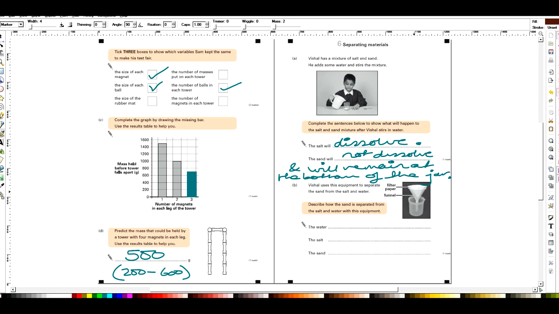Done. Vishal uses this equipment to separate the sand from the salt and water: filter paper, a funnel, and then we have a little beaker at the bottom. Describe how the sand is separated from the salt and the water with this equipment. Okay, what happens to the water? The water easily passes through the filter paper.